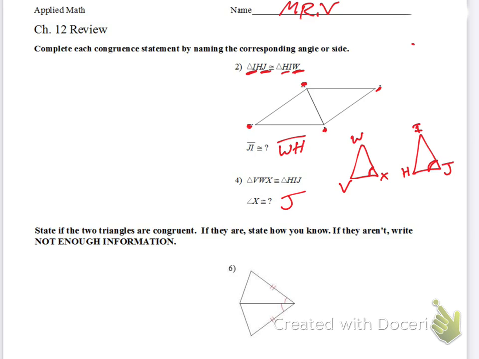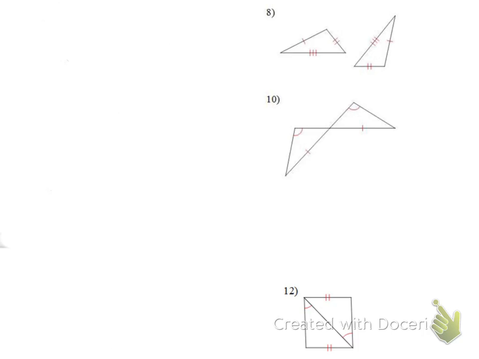All right, so now we're going to do: if two triangles are congruent, state how you know they're congruent, and if they aren't, write not enough information. So here I have a side and then an angle, and then I know it shares this side. And I have a side over here, an angle, and then I know it shares the side. So side, angle, side. 8.